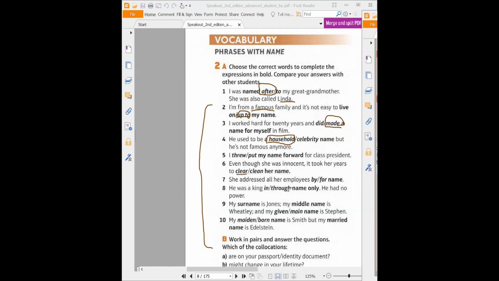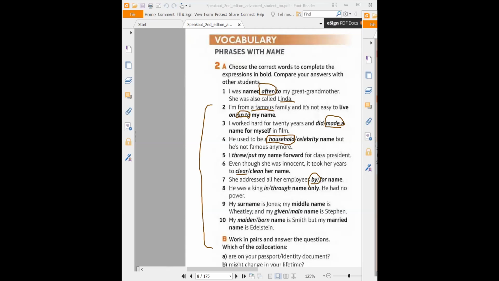Okay, Ikram, you can do the next one. She addressed all her employees by name. That's correct. She addressed all her employees by name. It means she calls them using their names.